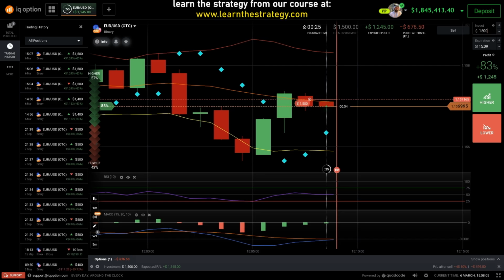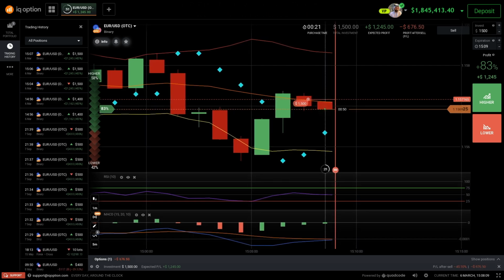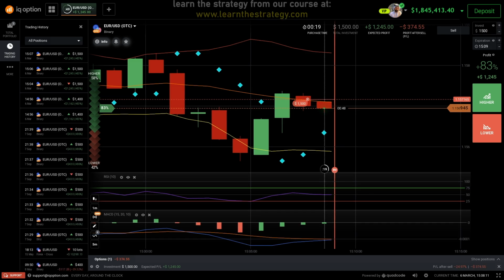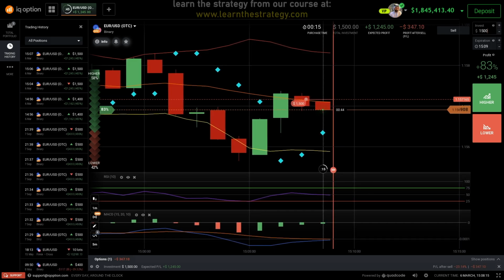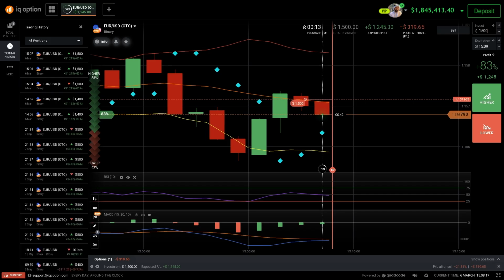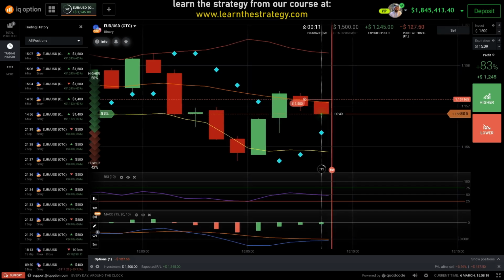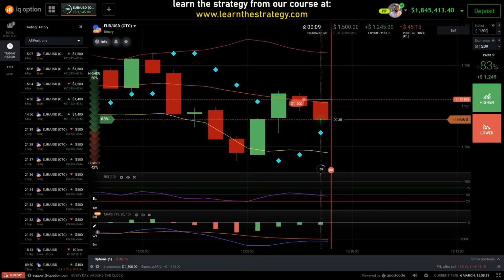But I don't believe that it will stay down for a longer time, because my prediction is saying that we are living in a small, a 10 or 12 minute uptrend.